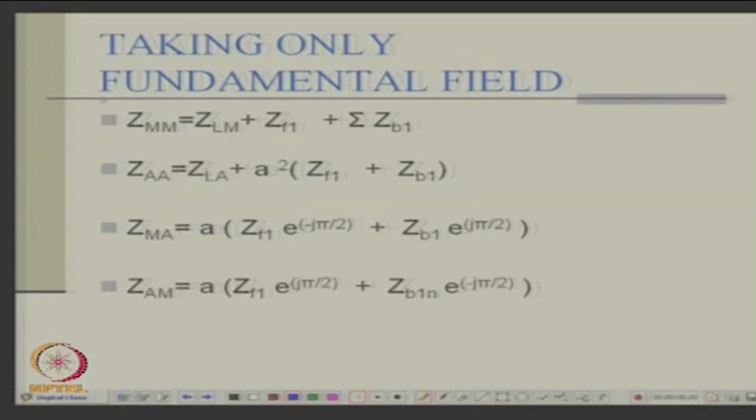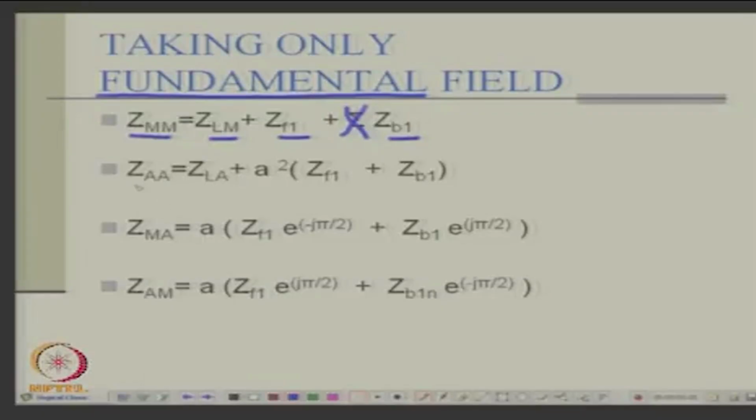Now, supposing we only take the fundamental field, let us say as our first approximation only the fundamental field. What fundamental field means is you put n equal to 1 only, neglect all other n's, all higher harmonics you neglect. So, ZMM will be ZLM plus ZF1 plus ZB1. And ZAA will be ZLA plus A square into ZF1 plus ZB1.